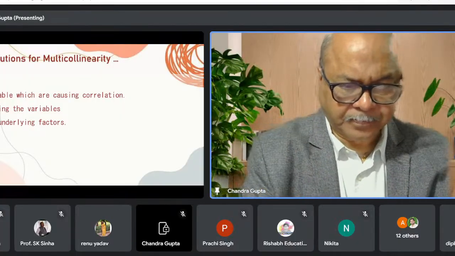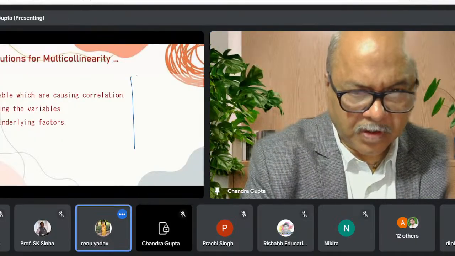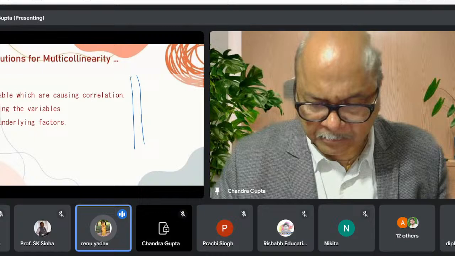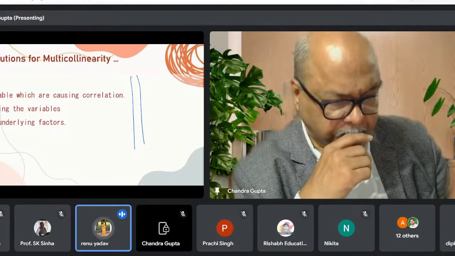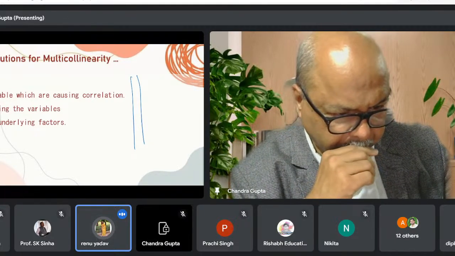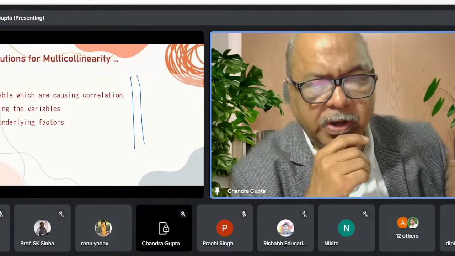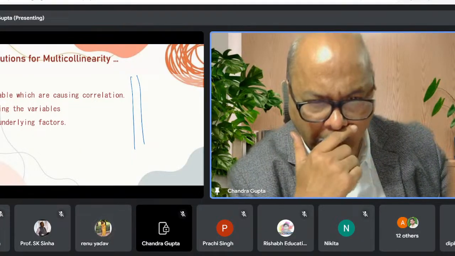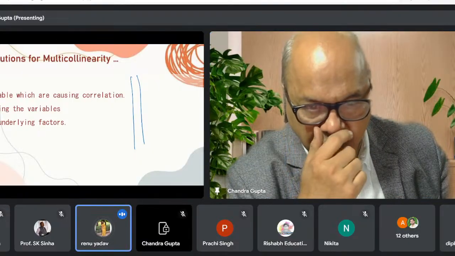Okay. Sir, I have a question. Yes, Renu. Sir, transforming the variables here, what does it mean? Like converting into log, as we did maybe previously? You can do it in log, or you can take a square of it, or you can take a reciprocal of it. Okay, so not only log, anything, right? Yes, you can do others.